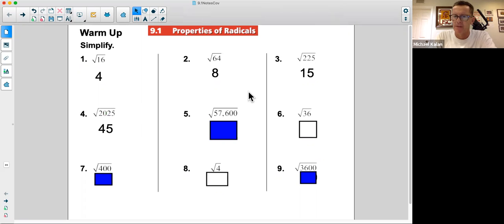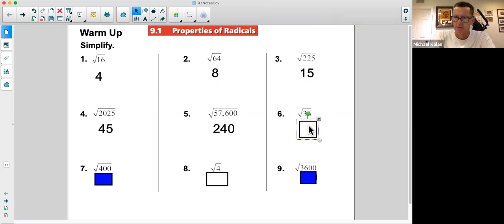Okay, what about 57,600? Wow, that's a big number. What we're going to do in this unit is learn different strategies for breaking things like this down. But obviously, you know it's going to be more than 45, right? And granted, you can use a calculator and just figure it out, but it's actually 240.